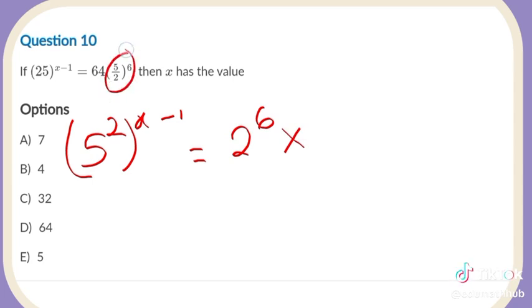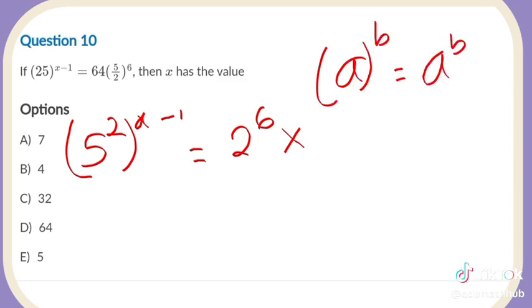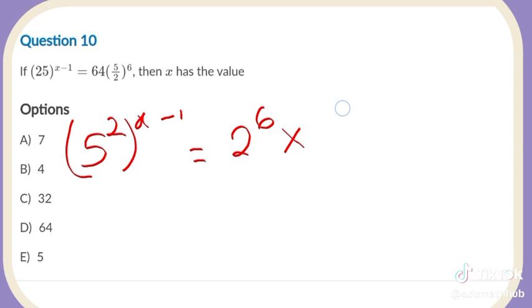Then there's a law of indices that says that a raised to the power, as in bracket b, will give you a raised to the power b, because the imaginary 1 is here. So 1 times b will give you b. If you apply that here, you're going to have 5 raised to the power 6 divided by the 2. We also raise the 6 up, so 2 raised to the power 6.